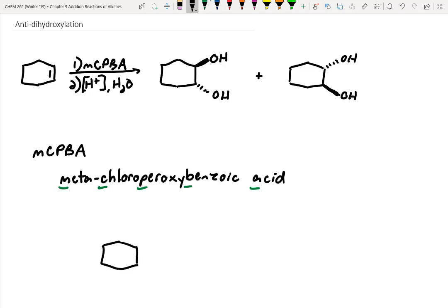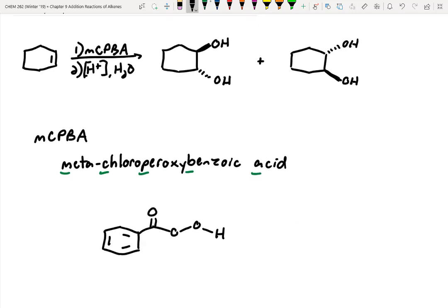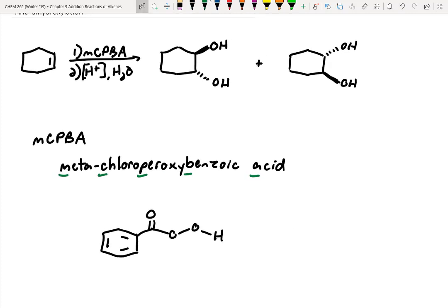If we think about benzoic acid, it's a carboxylic acid coming off of benzene. Peroxybenzoic acid means that it's kind of in between a peroxide and a carboxylic acid. So this is peroxybenzoic acid. And then we need to add a chlorine off of the meta position, which essentially just means position number 3. And this is MCPBA.